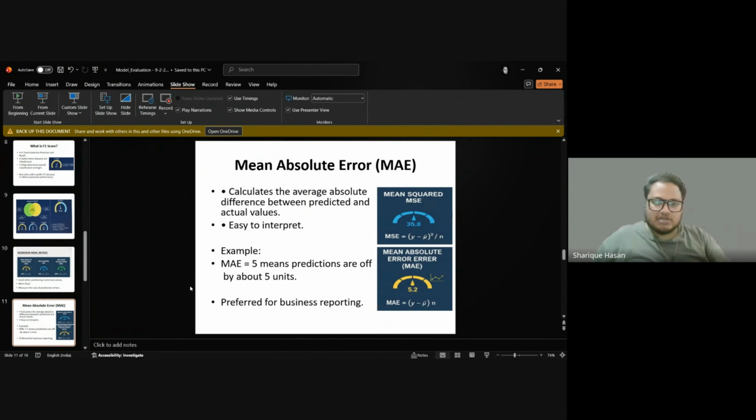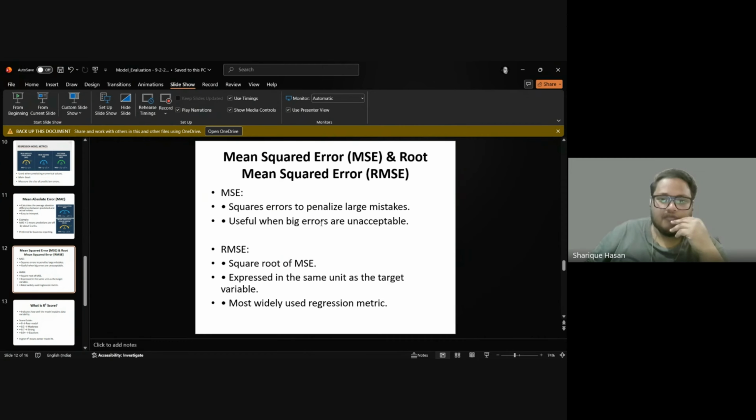Let's take a simple example. Mean absolute error of 5 means predictions are off by about 5 units. They are generally preferred for business reporting. Okay. Now we have mean square error and root mean square error, MSE and RMSE. Squared errors penalize large mistakes. Useful when big errors are unacceptable.